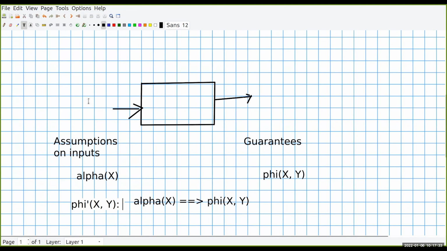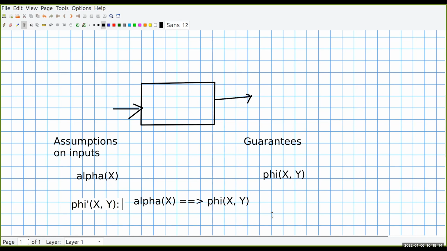Does this make sense? Because now, let us say that phi xy was unrealizable, but phi prime xy is realizable. And now I synthesize a system which satisfies phi prime xy. Phi xy, of course, is unrealizable, so it cannot be synthesized. But now, if the environment provides some inputs that violate alpha, phi prime xy is still satisfied, because if alpha x is false, then alpha x implies phi xy is true already. Right? False would imply anything.